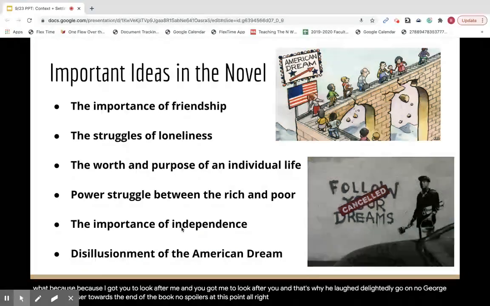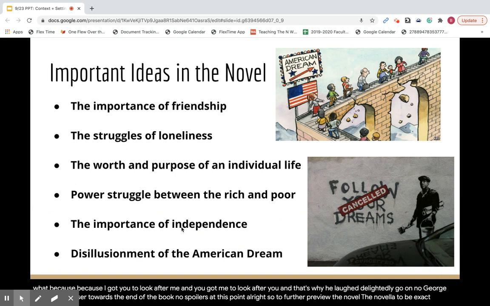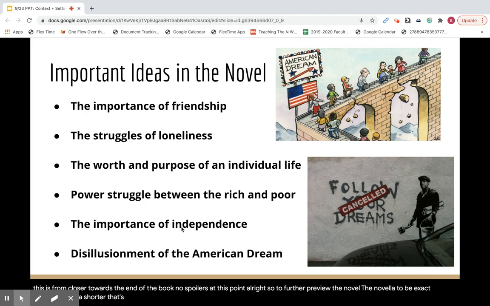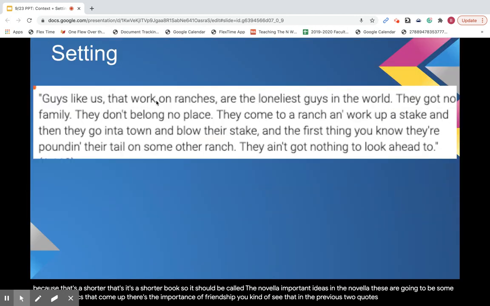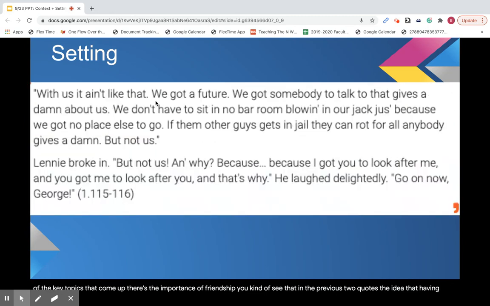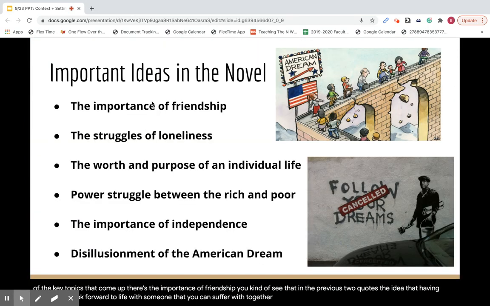All right. So to further preview the novel, the novella to be exact, because it's a shorter book, so it should be called the novella. Important ideas in the novella. These are going to be some of the key topics that come up. There's the importance of friendship. You kind of see that in the previous two quotes. The idea that having someone to look forward to life with, someone that you can suffer with together, makes things a little bit more okay.